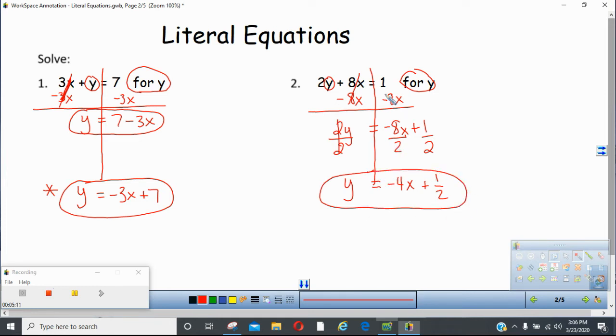And if you wanted to put the 1 first and put 1 minus 8x, then these two would simply be reversed.